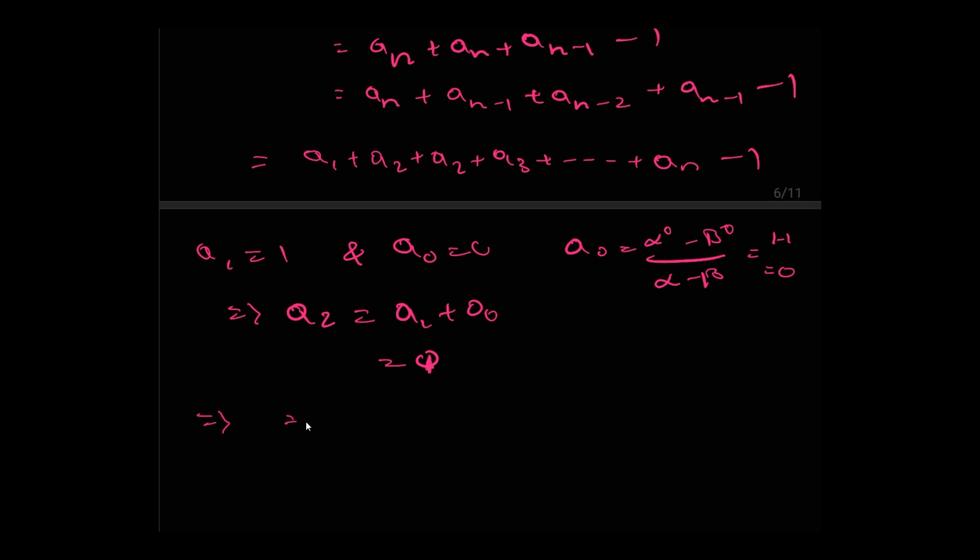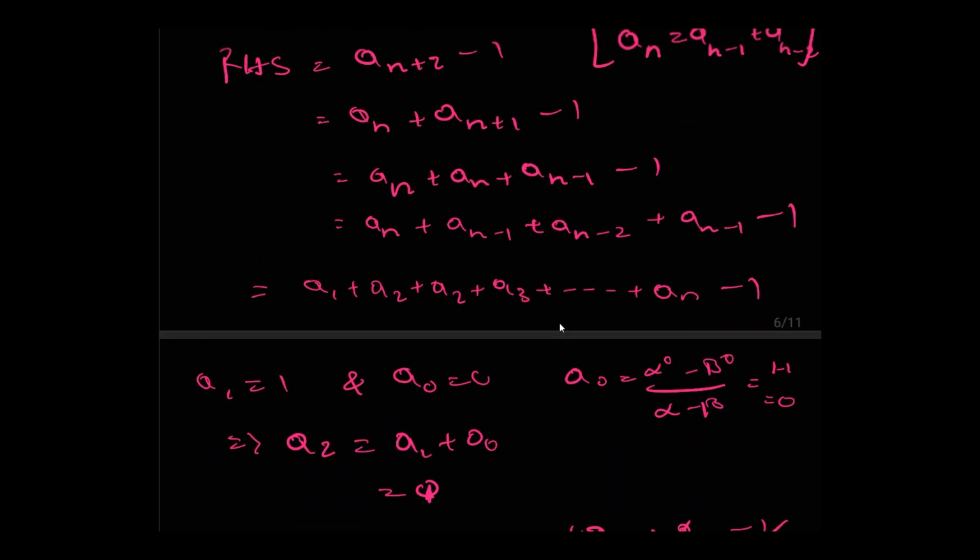That implies we get RHS as a1 + and so on + a_n + a_{n+1}... a2 is 1, so cancel it. That equals LHS. Hence, the first option is right. Now we will go for the second option.